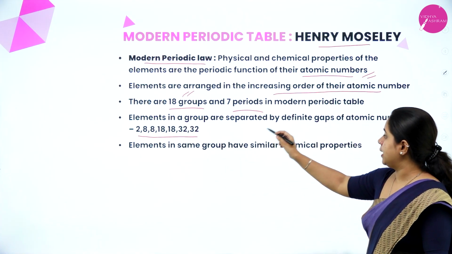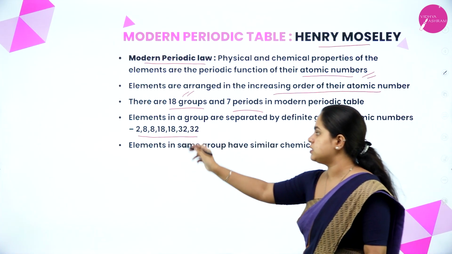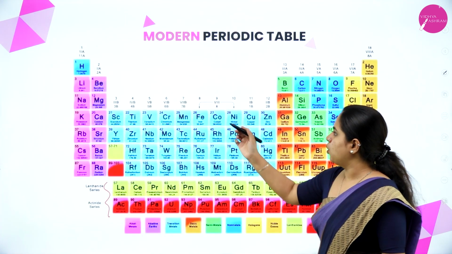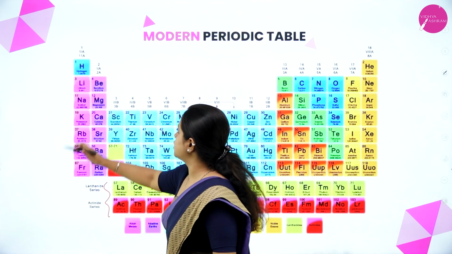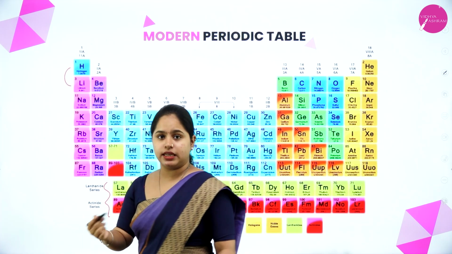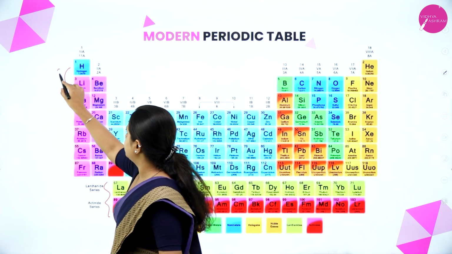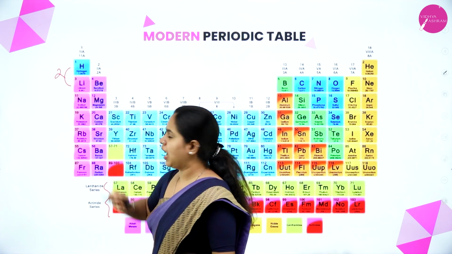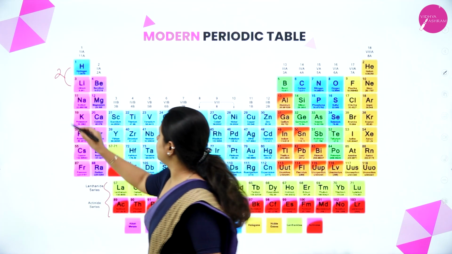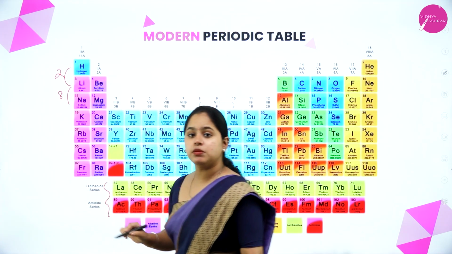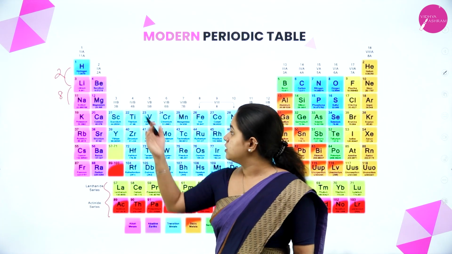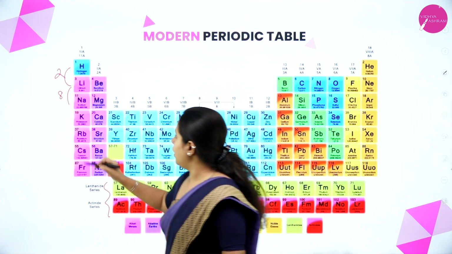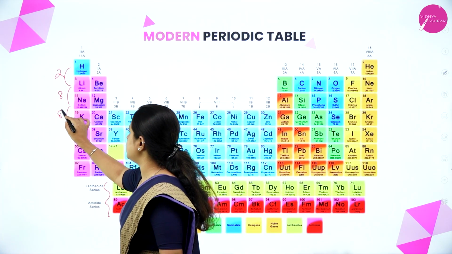Elements in a group are separated by definite gaps of atomic numbers 2, 8, 8, 18, 18, 32, 32. So what is this? The atomic number of the first element in this group is 1 and the second element is 3. So they have a difference of 2, right? And the second element and third element, lithium and sodium, what is the difference between them? It is 8, right? Lithium has atomic number 3 and sodium has atomic number 11. So the difference is 8. Now again from sodium to potassium, the difference is 8.